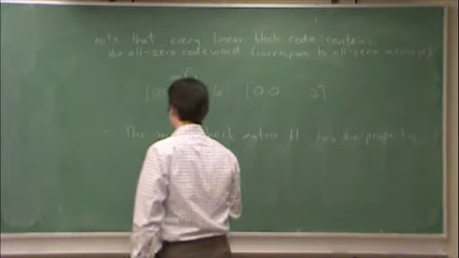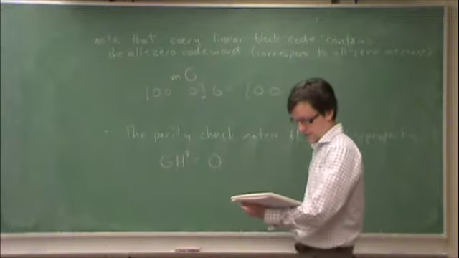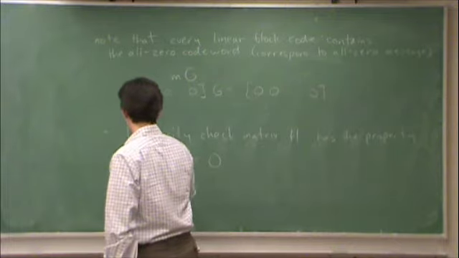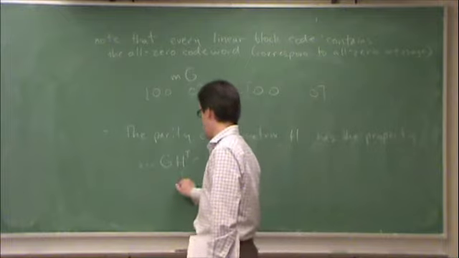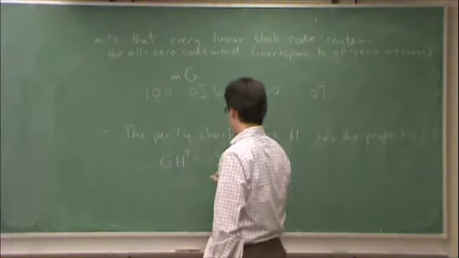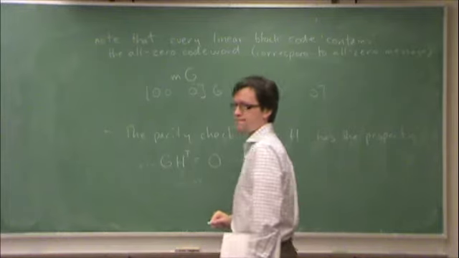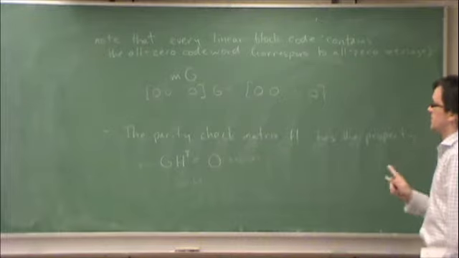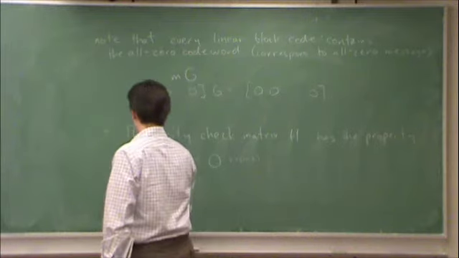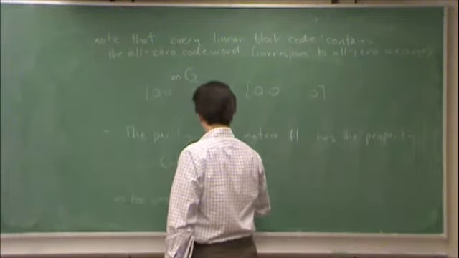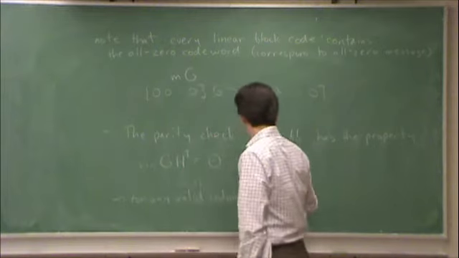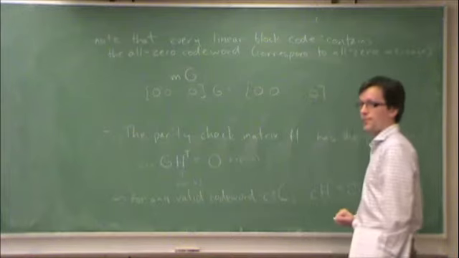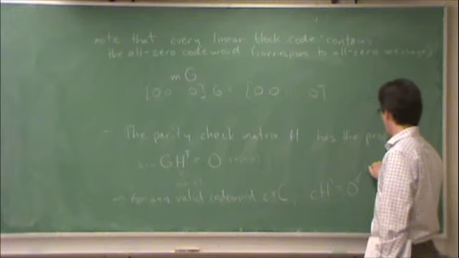G times H transpose is equal to a zero matrix with dimension, G is K by N, H transpose is now N by N minus K, so this is then K by N minus K. What this means is that for any valid code word, it must be true that C times H transpose is 0, where this is the 0 vector, 1 by N minus K.